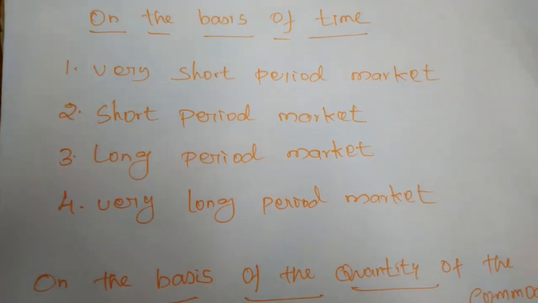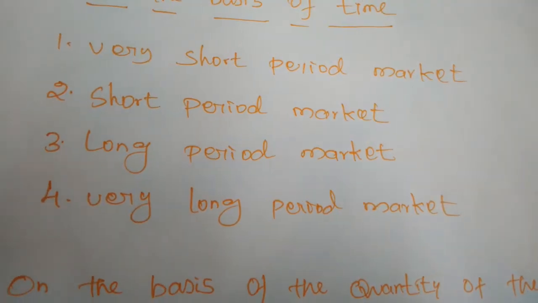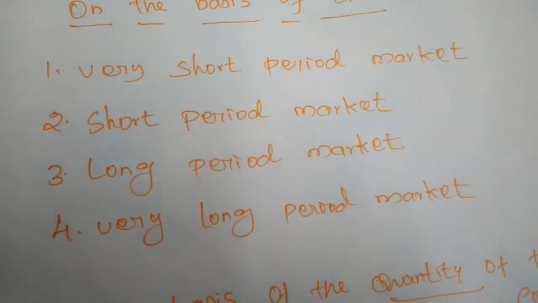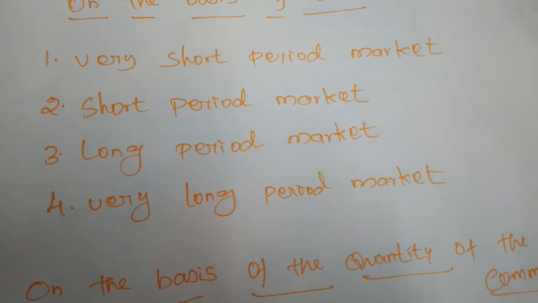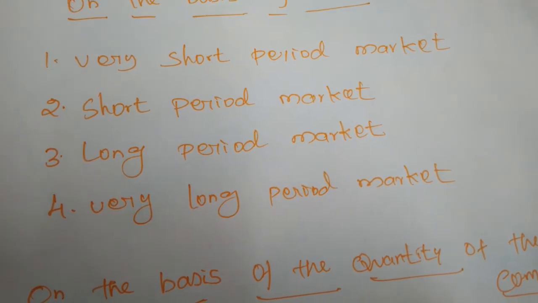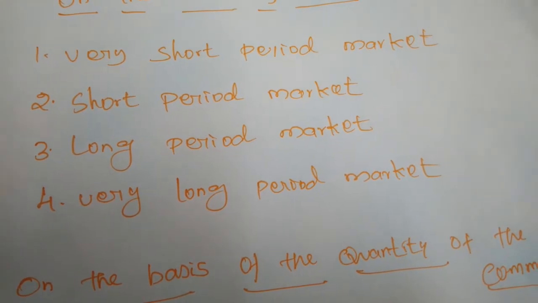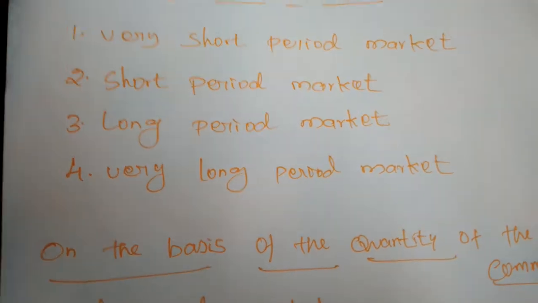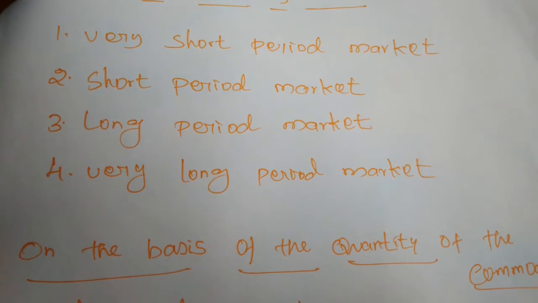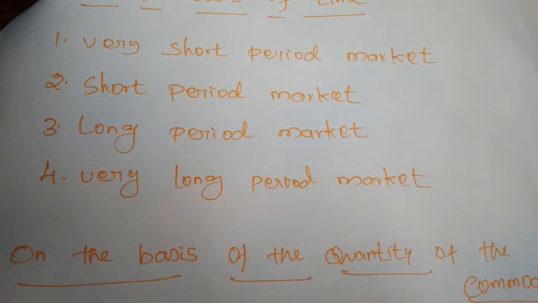Now, the very short period market. A very short period market means, for example, the weekly market. The supply of commodities cannot be extended within the particular period by changing any factor, whether variable or fixed. Next is the short period market. Here, the supply of commodities can be extended slightly by using the variable factor only.